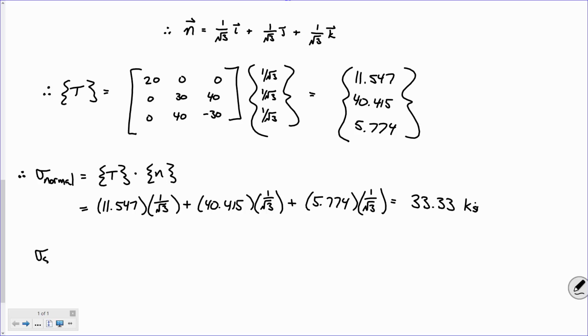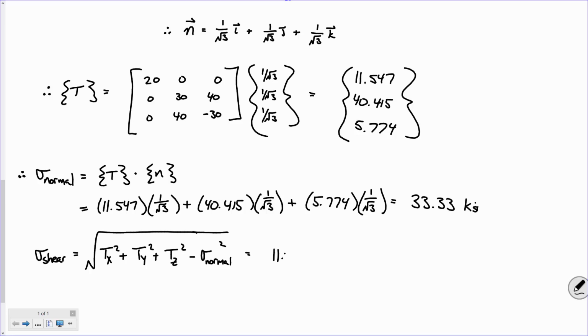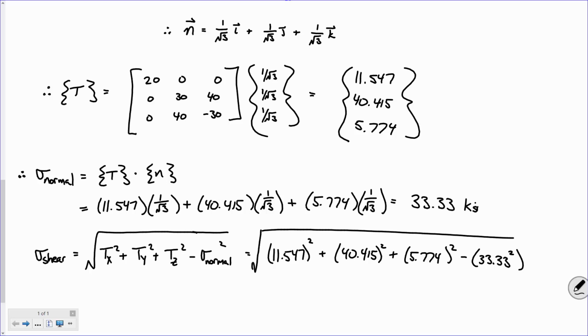And then your shear stress would be, so, plug and check that out and you're going to get about 26.25. What do you think?